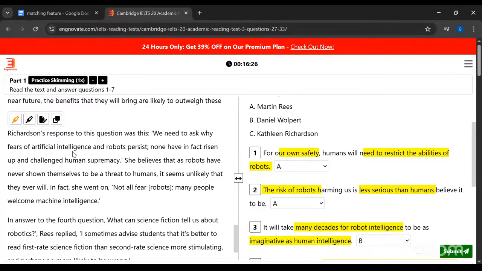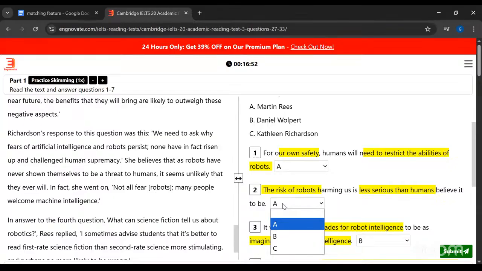We need to ask why fear of AI and robots, have they in fact risen up and challenged human supremacy? She believes that as robots have never shown themselves to be a threat to humans, it seems unlikely that they ever will. It will be a serious candidate. What do you think? Yeah, it will be.